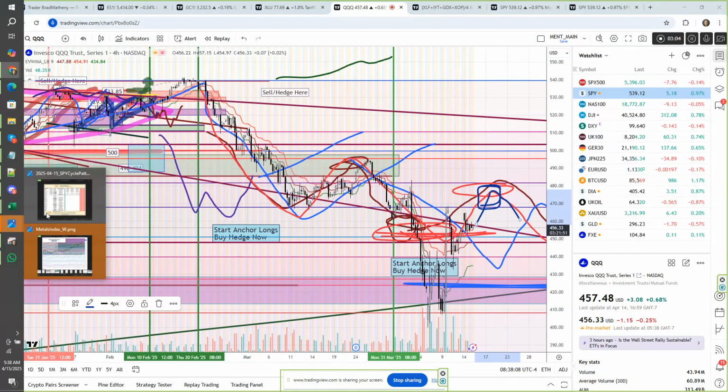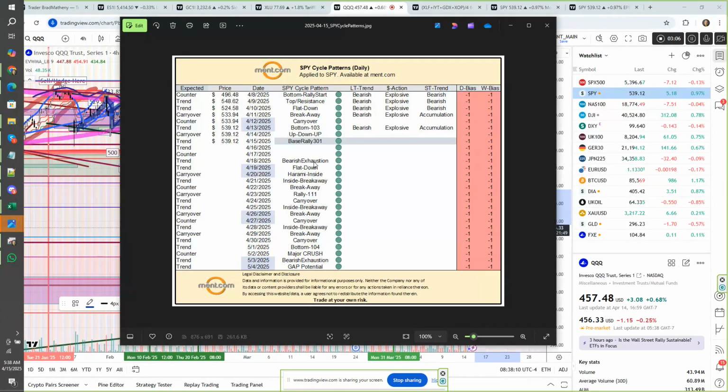Now, remember, the cycle patterns themselves show us rolling into a bearish exhaustion, inside breakaway, rally and carryover trend. So this could be the last little topping rollover pattern right here before we get into this bottom and major crush pattern, which again, that major crush pattern aligns perfectly with my downtrend, my lows.